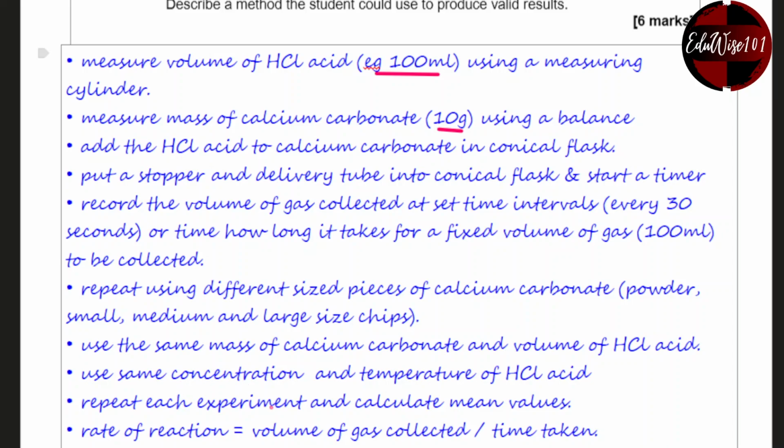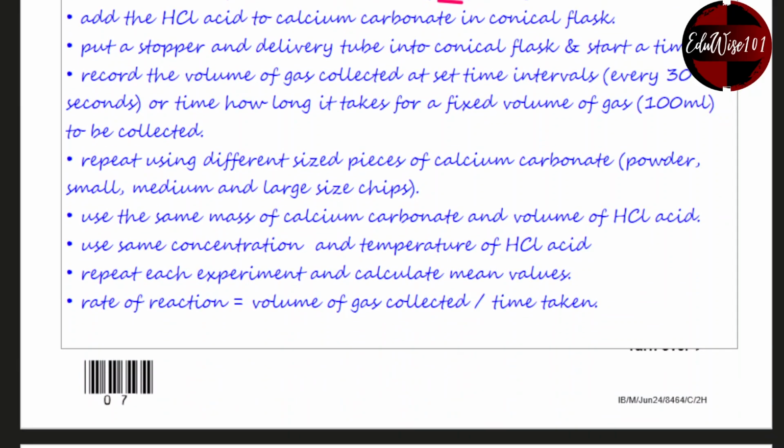Repeat each experiment and calculate the mean values. The rate of reaction is equal to the volume of gas collected divided by the time taken. For the last 2 bullet points you don't really have to mention other than say repeat the experiment, but it is always good to finish off by describing how to measure the rate of reaction here.